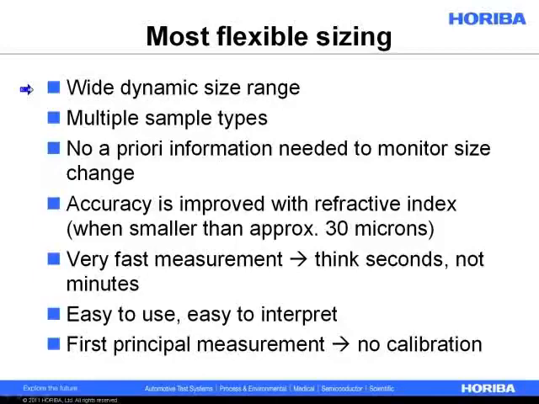So again, it has a very wide dynamic size range. It can measure multiple sample types. We don't really need any a priori information to monitor the size change. We can use the refractive index to help improve our accuracy for particles less than 20 micron, but we don't really need it to be able to tell that the size distribution is changing from batch to batch or formulation to formulation.